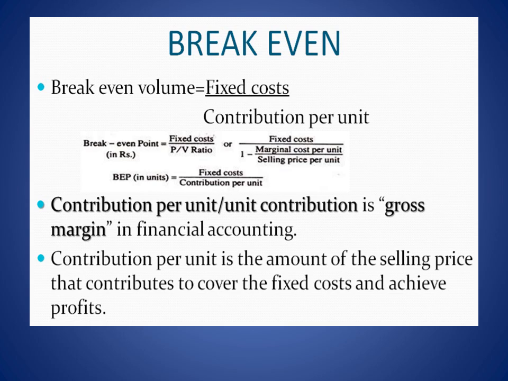Considering the BEP in units is the first equation that we considered. So when it comes to this, the first equation, we know about fixed cost, but what's contribution per unit? Actually, contribution per unit or unit contribution is the gross margin in financial accounting. It is the amount of the selling price that contributes to cover the fixed cost and to achieve profits.